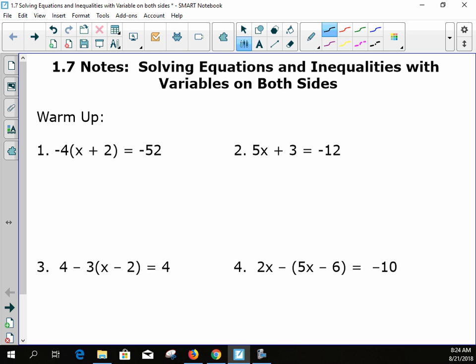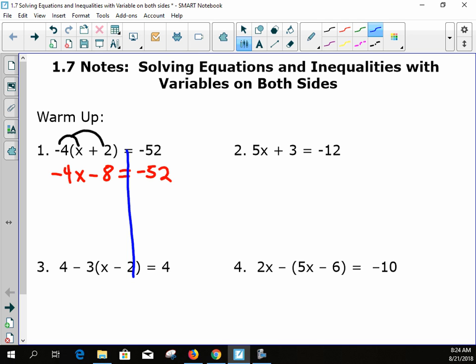First thing we have to do, distributive property. Negative 4 times x is negative 4x. Negative 4 times 2 is negative 8 equals negative 52. Now we combine like terms. Like terms have to be on the same side. So I cannot combine negative 8 with negative 52.